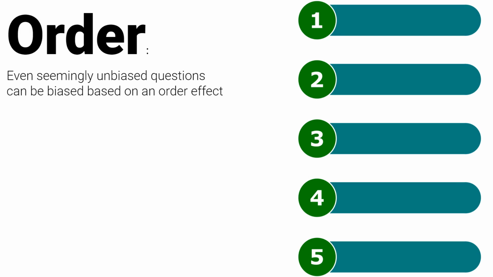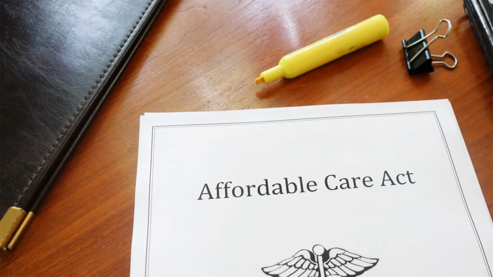One way a question may be loaded is based on the order in which questions are asked. Even questions that seem unbiased can be biased based on an order effect. Here's an example of this from the Huffington Post. The statistic reads 33% of registered voters favor the Democrats' health care reform package, whereas 55% are opposed.